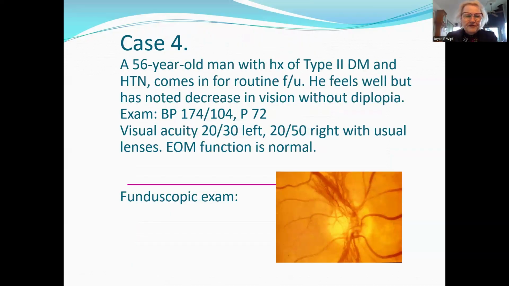Case 4. A 56-year-old man with a history of type 2 diabetes and hypertension comes in for routine follow-up. He feels well, but has noted a decrease in vision without diplopia. Exam: blood pressure 174/104, pulse 72. Visual acuity 20/30 on the left, 20/50 on the right with usual lenses. Extraocular muscle function is normal.